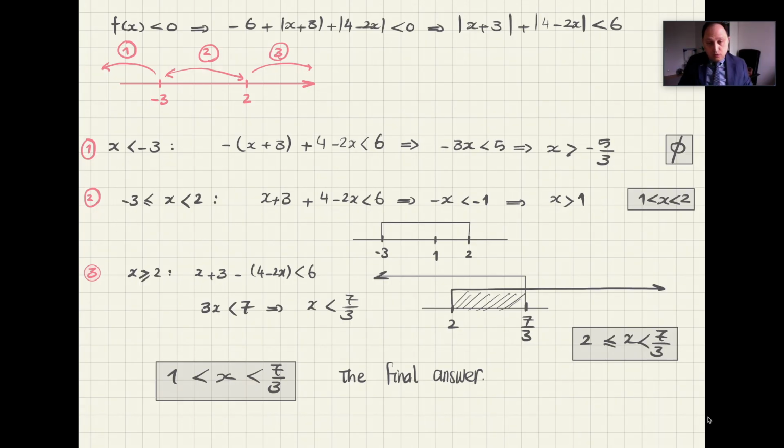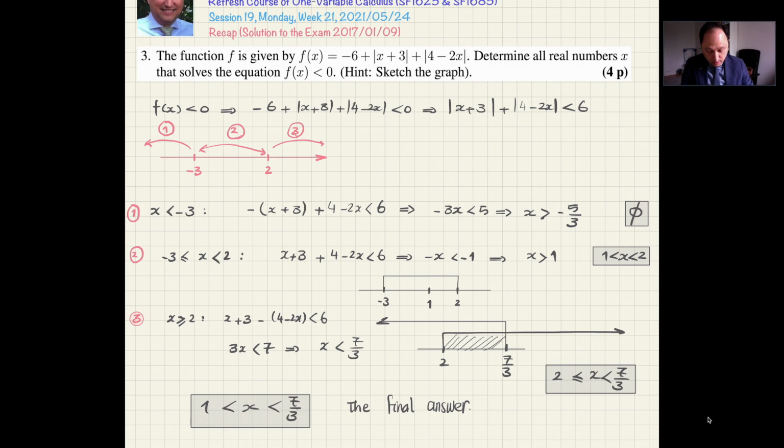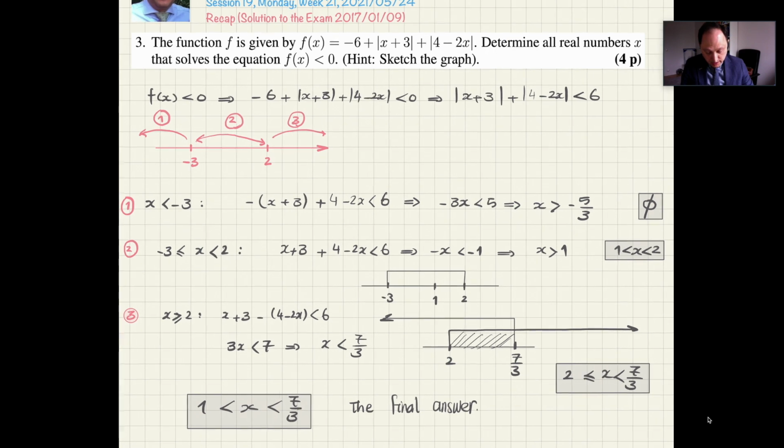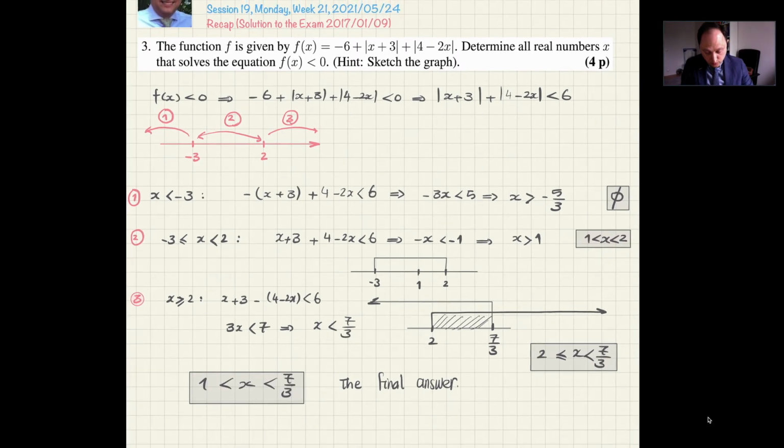So you see that you can solve it analytically. You do not need to draw that. If you draw that one, that is also probably one way to solve this.